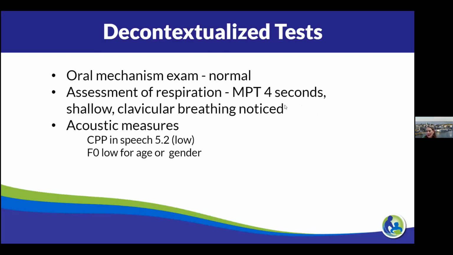You do an oral mechanism exam, and it's normal. In his assessment of respiration, he's only got a maximum phonation time of 4 seconds. You compare that to the norms, and that's low for his age. You also notice that he's taking pretty shallow shoulder breaths, clavicular breaths. You do take these acoustic measures and notice that his Kestrel peak prominence in speech is 5.2, which would be low, and his fundamental frequency is low for an 8-year-old boy.